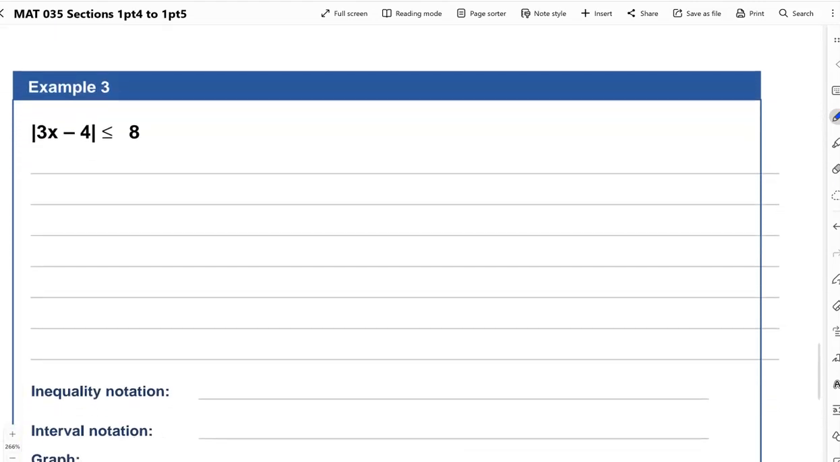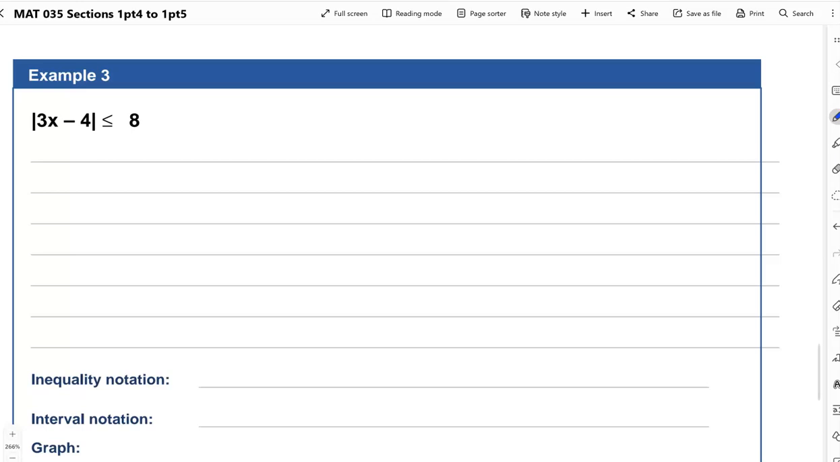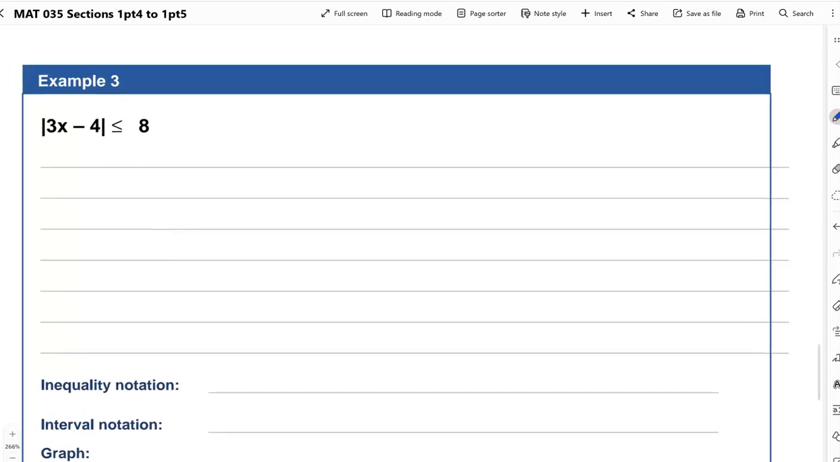Let's do another one. Let's get down to example 3. So in example 3, we've got absolute value of 3x minus 4 is less than or equal to 8. So it's a less than or equal to, but it's going to function the same way. That absolute value stuff is going to be wedged between negative 8 and positive 8. So our compound inequality is going to say negative 8 is less than or equal to 3x minus 4, which is less than or equal to 8. We're going to add 4 to all sides.